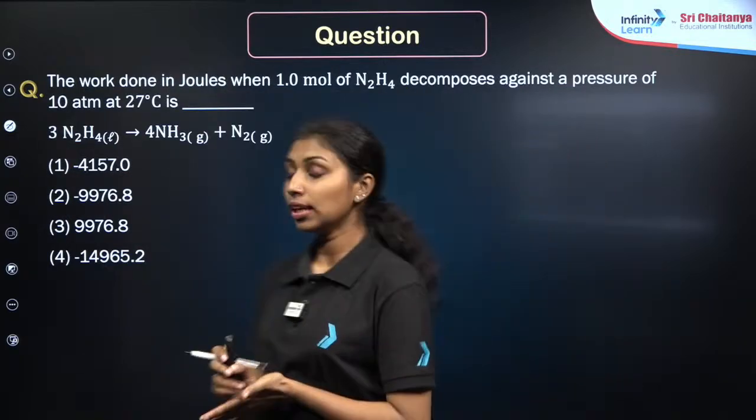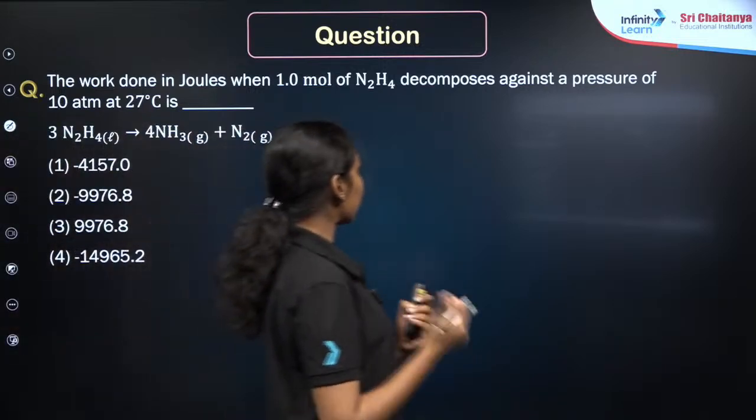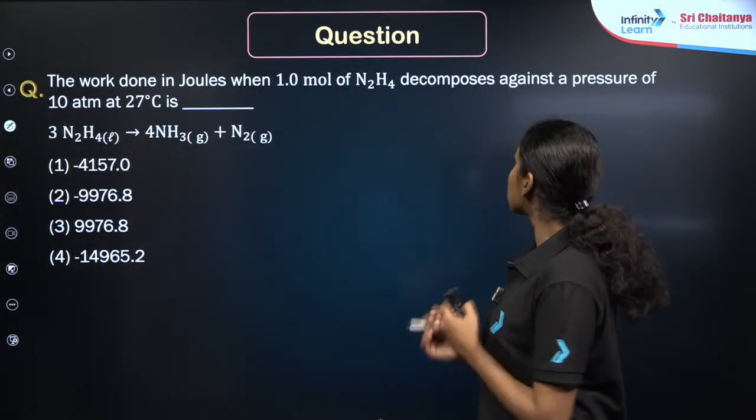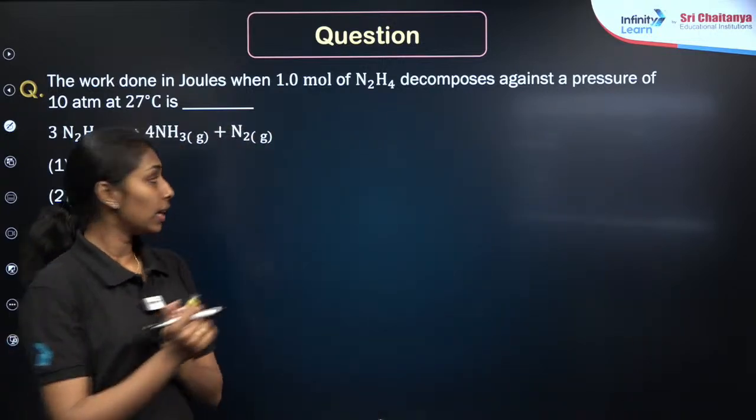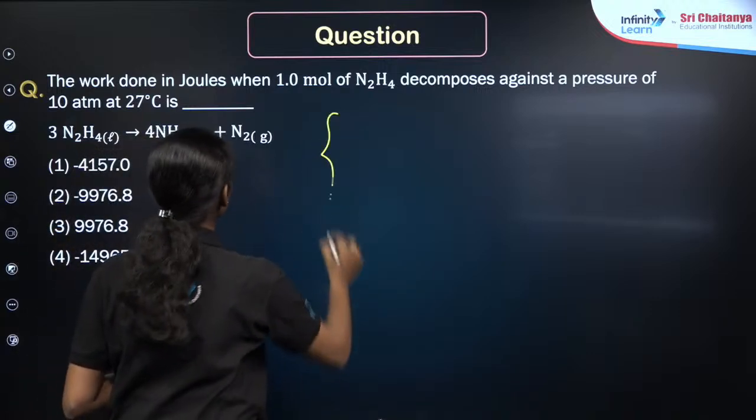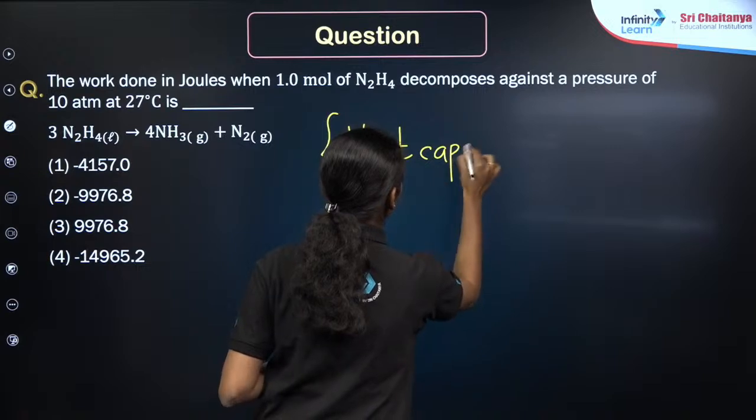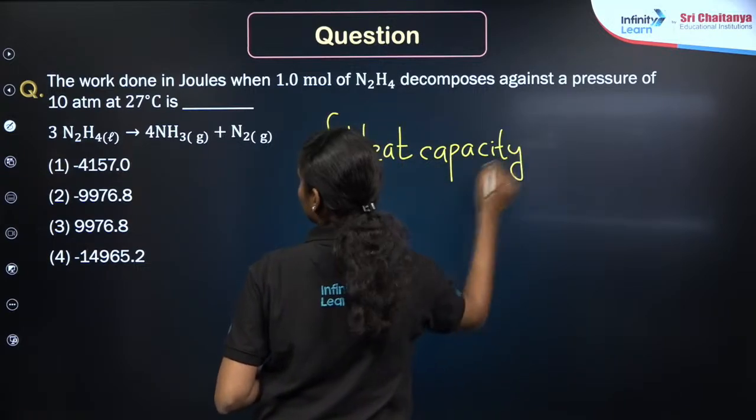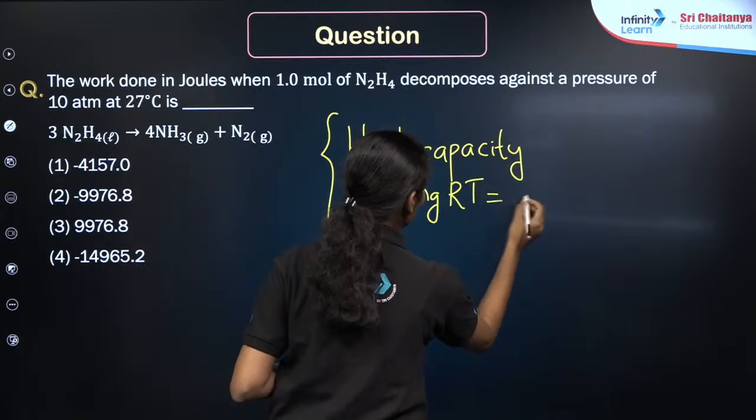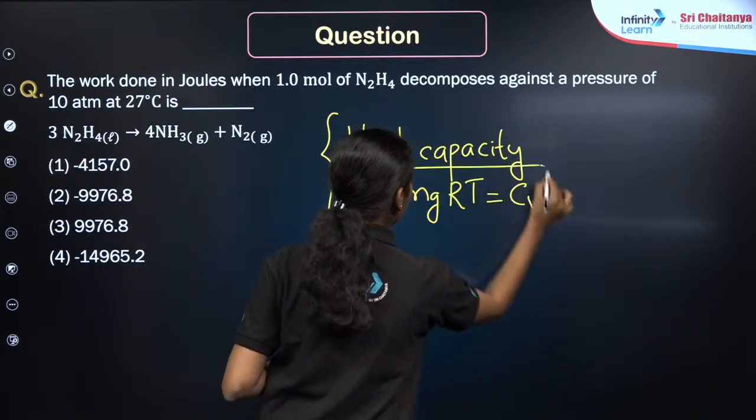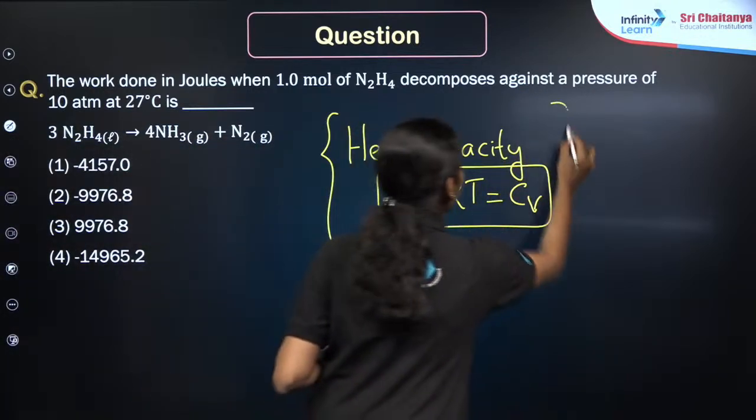Okay, this is the final question. What will be the work done in joules when 1 mole of N2H4, that is hydrazine, decomposes against a constant pressure of 10 atmosphere at 27 degrees centigrade? This term is based on the heat capacity. Based on this formula, you can give the answer to this particular question. Take it as homework.